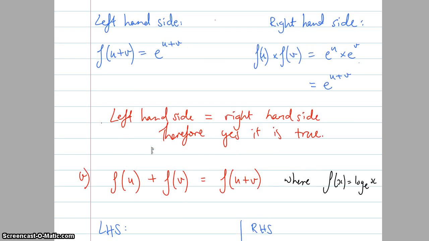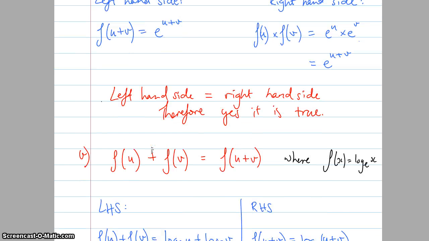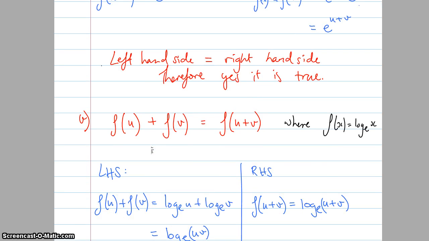The next question, I'm going to ask a similar thing. f(u) + f(v) = f(u + v). Now this time I'm going to look at f(x) = log_e(x). So I'm going to look at the left hand side, and I'm also going to look at the right hand side. The left hand side, I replace x with u, and I get log_e(u) + log_e(v), and that's log_e(uv).